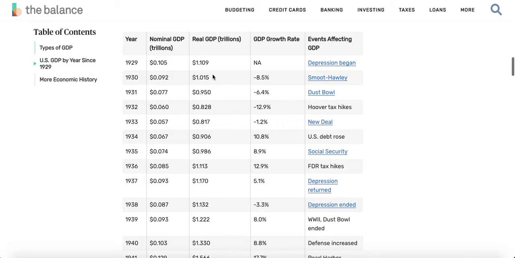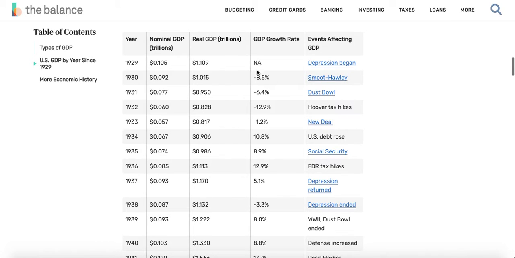What's happening here is this negative 8.5% is actually supposed to be here, because that contraction is from the base GDP of 1.1 trillion down to just 1 trillion, rounding it off, that is. So the Great Depression began. I don't know, I think that's irrelevant to this.